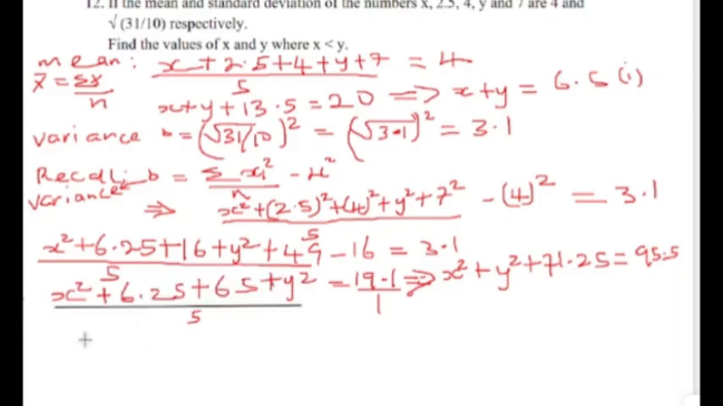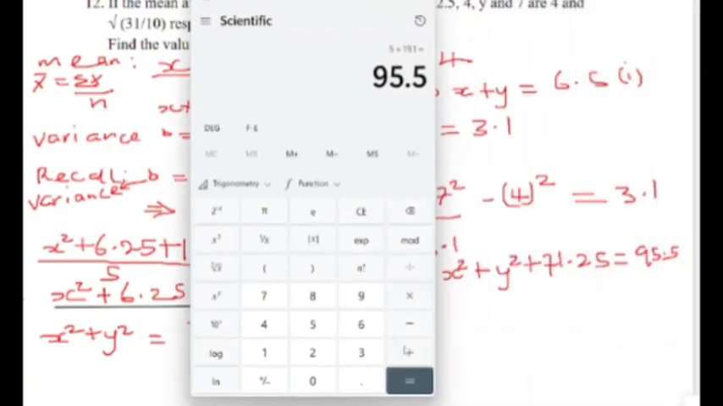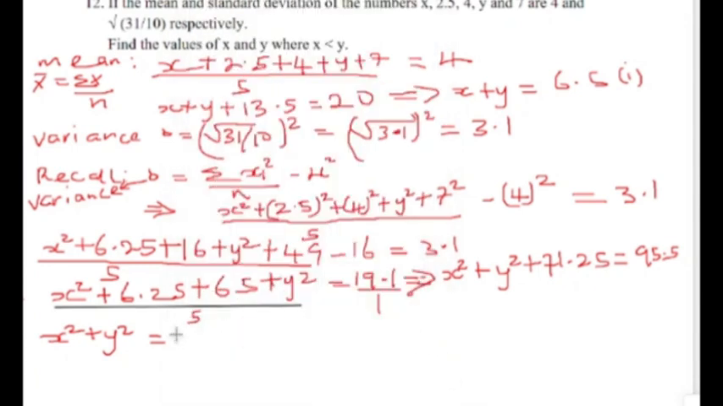So finally, we see that x squared plus y squared is equal to 95.5 minus 71.25. If we do that subtraction, we get 24.25. Okay, so this forms our equation 2. So we have two equations in two unknowns, so we can easily solve this simultaneous equation.